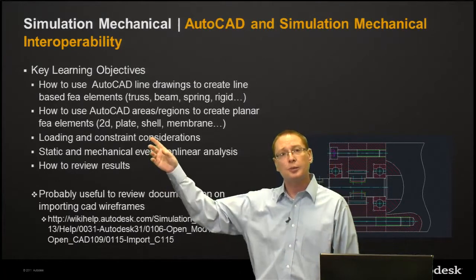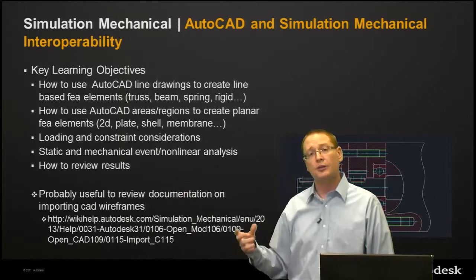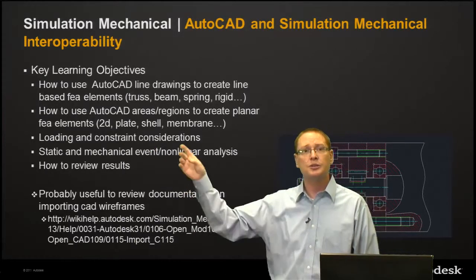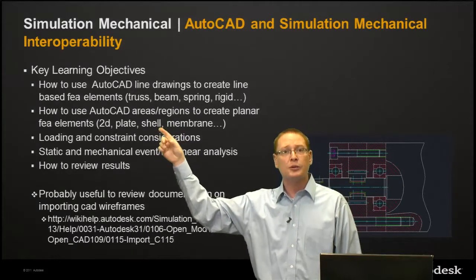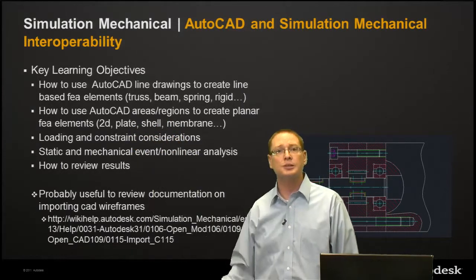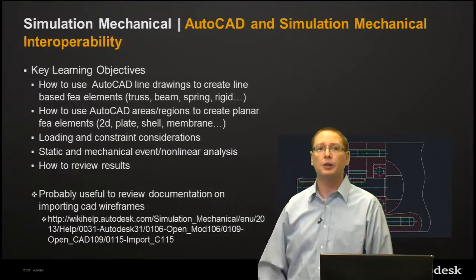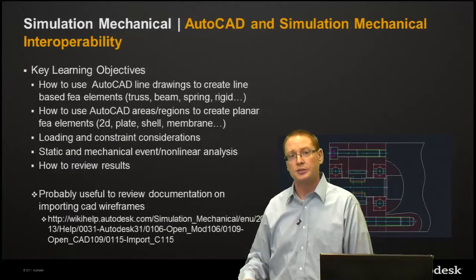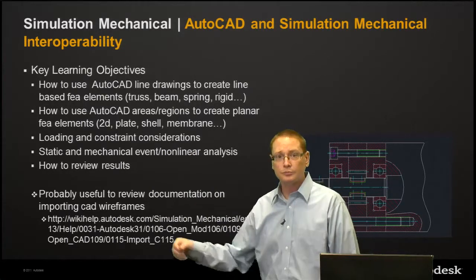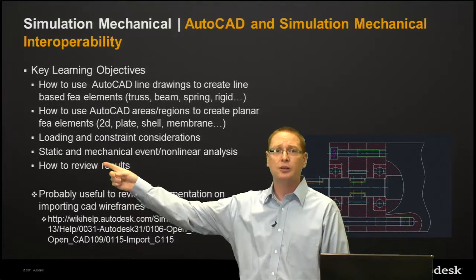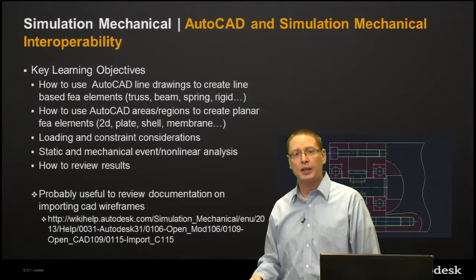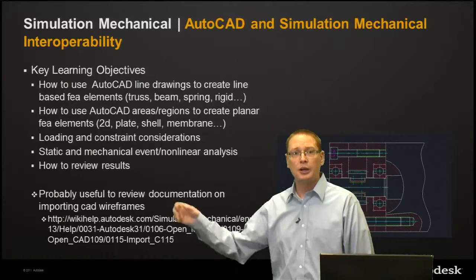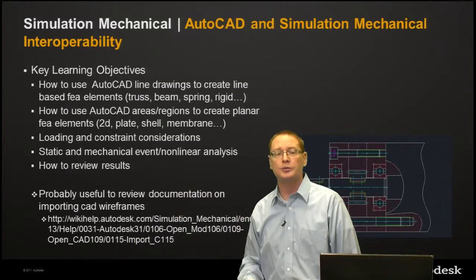I can get into plate elements. Plate elements have a little more flexibility. Translations in X, Y, and Z as well as rotations. Shells, if I'm getting into mechanical event simulation, are very similar to plates. And then membrane for like fabric elements. Also, what are your loading and constraint considerations once you get into the simulation environment? What about analysis types? We're going to take a look at both a static and a mechanical event / nonlinear analysis in this presentation, and then ultimately how to review your results.